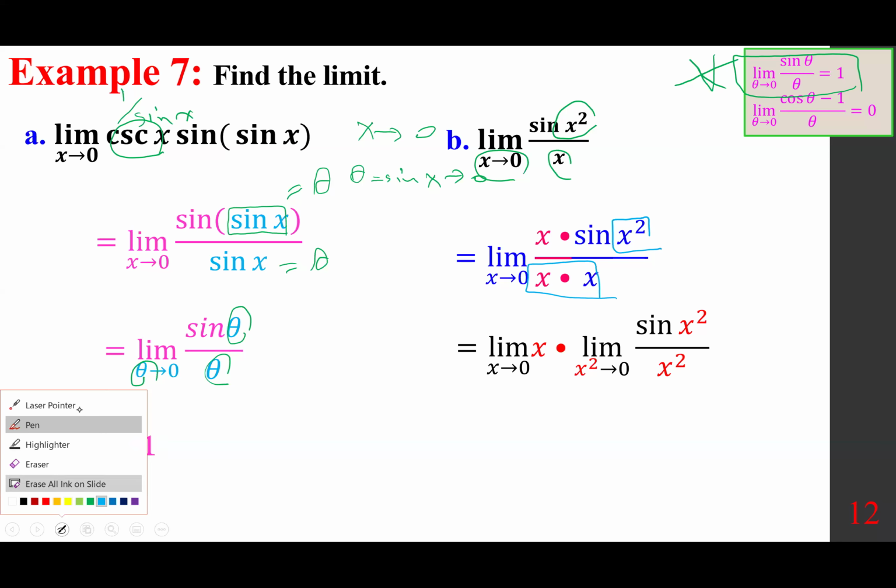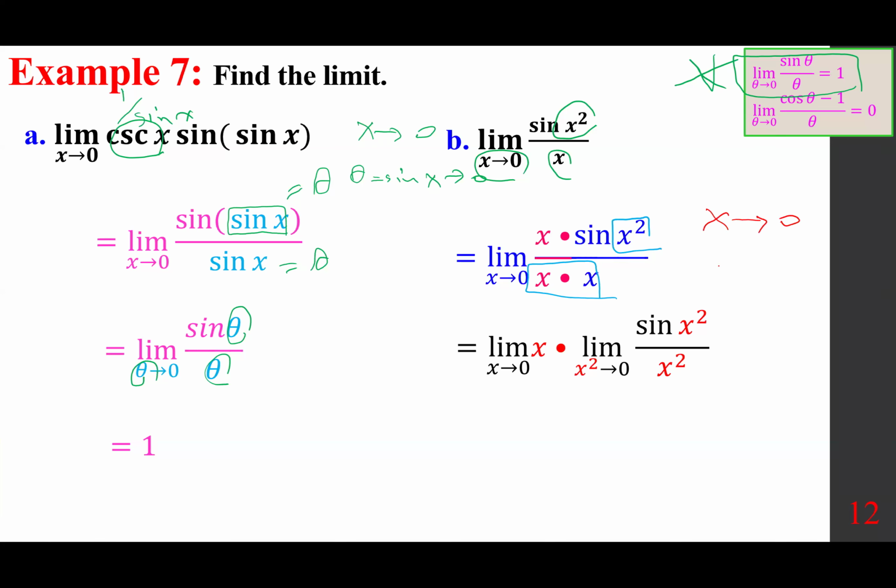So now we can look at two pieces. The limit of this piece, x, as x approaches 0, and the limit of this piece, sine x squared over x squared, as x approaches 0. Please understand, when x approaches 0, so does x squared. And because this one and this one and this one are identical, this whole thing is 1. The other one is 0. 0 times 1 is 0. So that's the justification for this. Very straightforward, everybody.